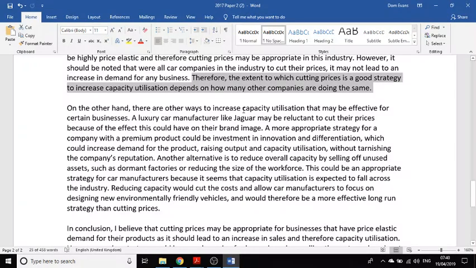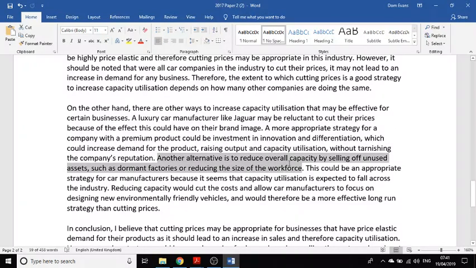On the other hand, there are other ways to increase capacity utilization that may be effective for certain businesses. So I'm fully focused on capacity utilization. A car manufacturer like Jaguar may be reluctant to cut their prices because of the effect this could have on their brand image. Okay, so I'm still in the context of cars. A more appropriate strategy for a company with a premium product could be investment in innovation and differentiation, which could increase demand for a product, raising output and capacity utilization without tarnishing the company's reputation. So I've offered an alternative here in the context of companies with a premium product.